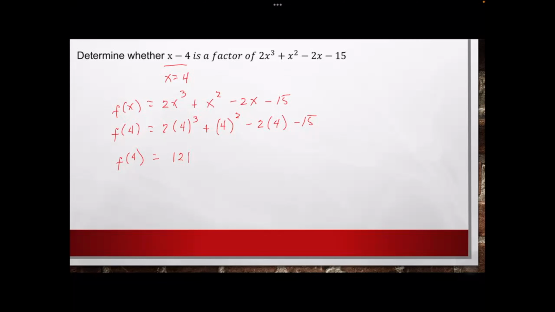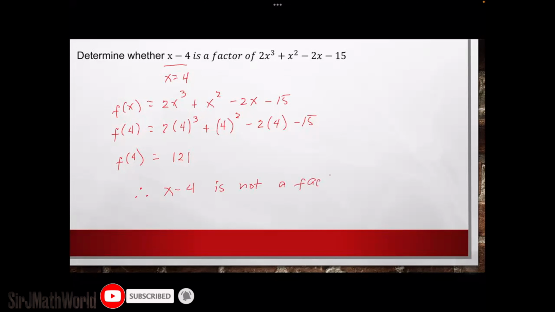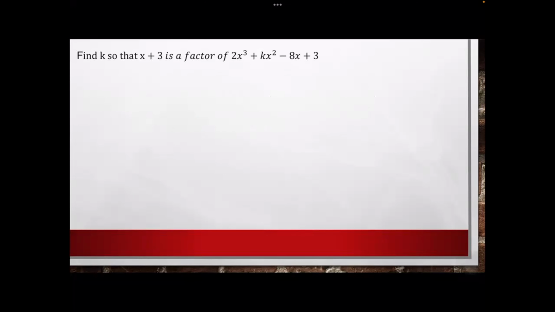Then we have to conclude that therefore x minus 4 is not a factor of 2x cubed plus x squared minus 2x minus 15. Okay, so let's have this. Find k so that x plus 3 is a factor of 2x cubed plus kx squared minus 8x plus 3. So again, we need to find for the value of the k.